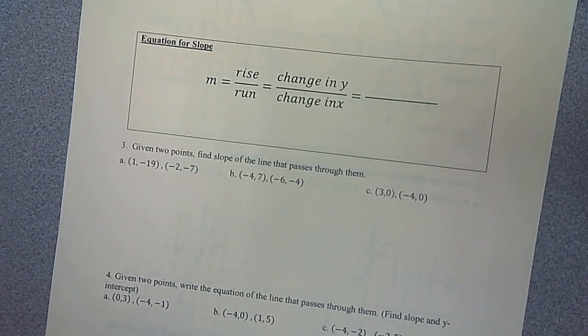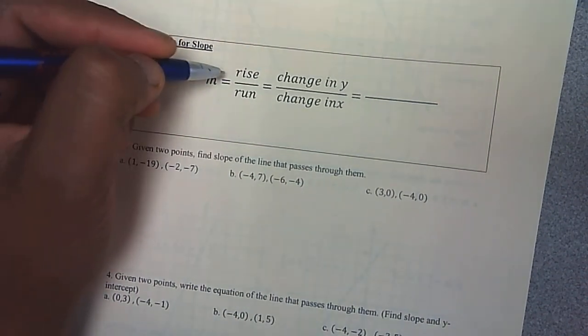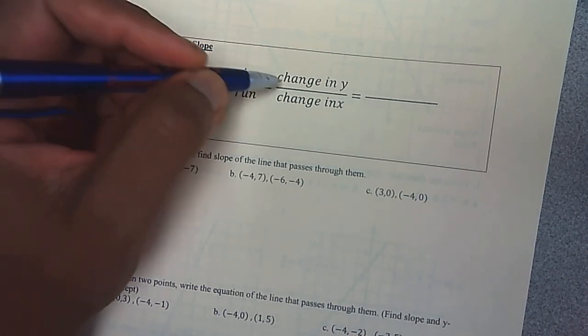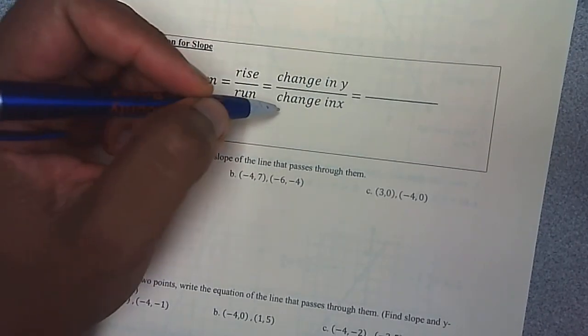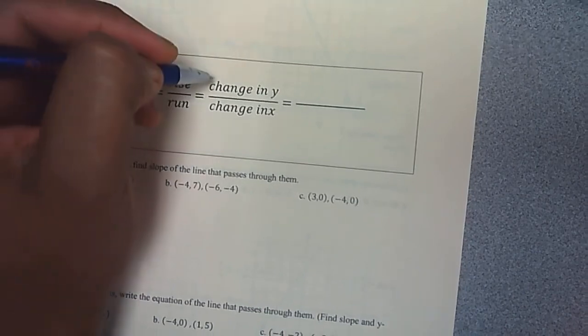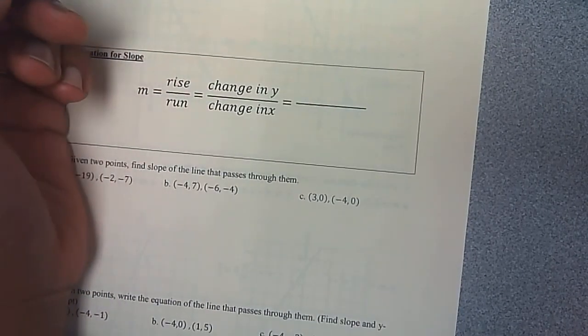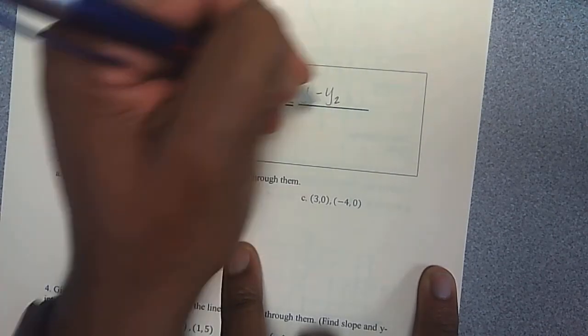So picking up, its slope. Slope is the rise over run. It's the change in y over the change in x. Change meaning difference, subtraction. So we're going to take y sub 1 minus y sub 2 over x sub 1 minus x sub 2.